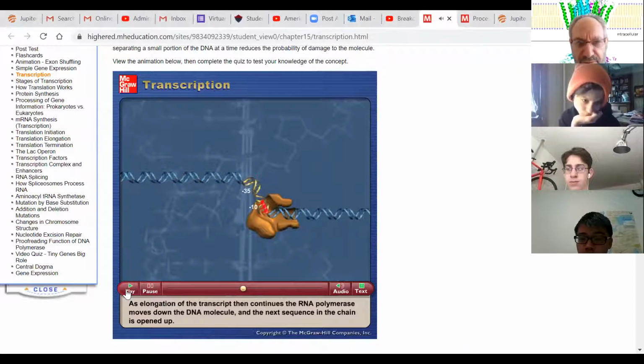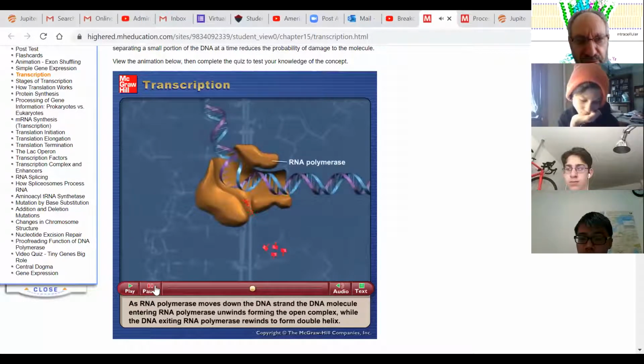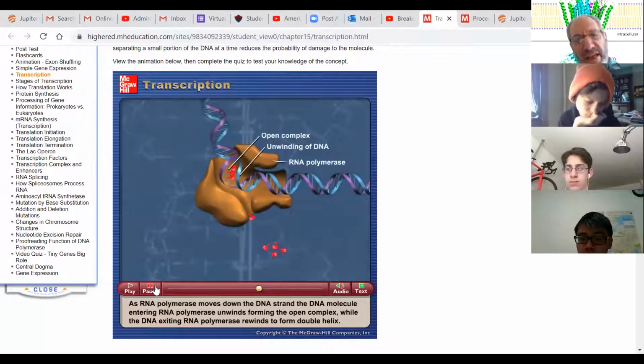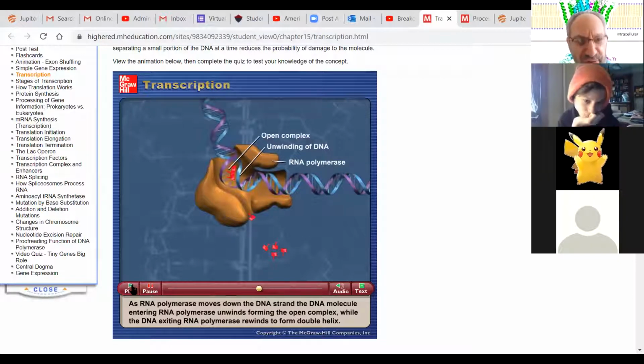As elongation of the transcript then continues, the RNA polymerase moves down the DNA molecule, and the next sequence in the chain is opened up. As RNA polymerase moves down the DNA strand, the DNA molecule entering RNA polymerase unwinds, forming the open complex. So notice that the open complex is a very limited region of only a few nucleotides, right? And it quickly comes back together again. So the holoenzyme opens it up, adds the nucleotides, ligates them together, and then moves along. And so the open complex, which is here, is a very limited part.